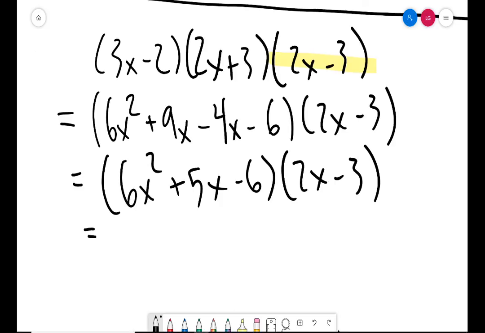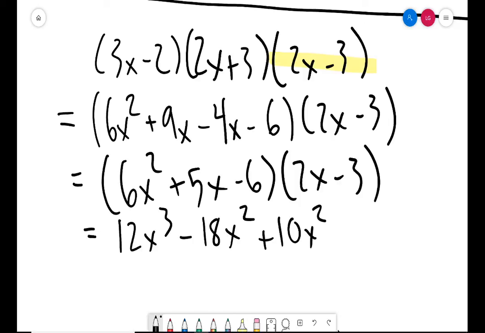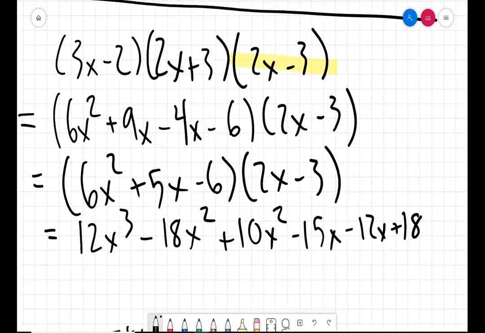Okay. 6x squared times 2x, 12x cubed. 6x squared times negative 3, minus 18x squared. 5x times 2x, plus 10x squared. 5x times negative 3, minus 15x. Negative 6 times 2x, negative 12x. Negative 6 times negative 3, positive 18.